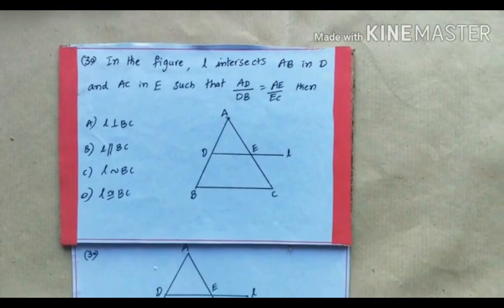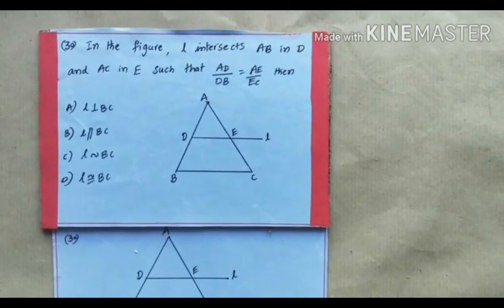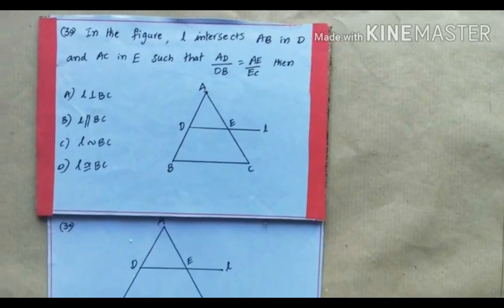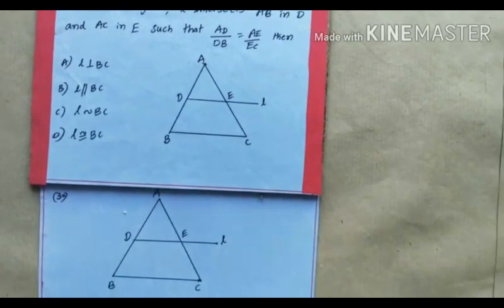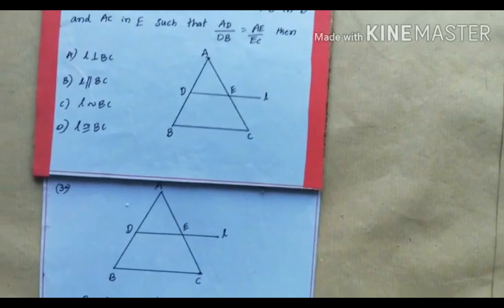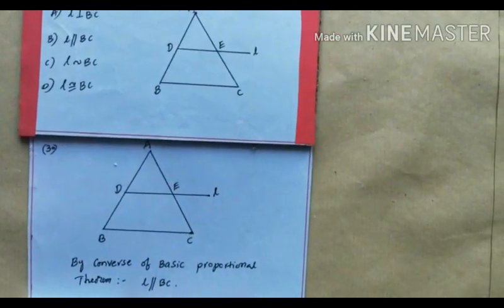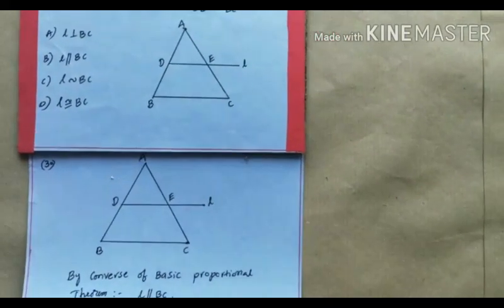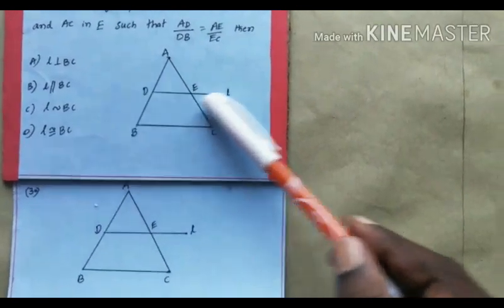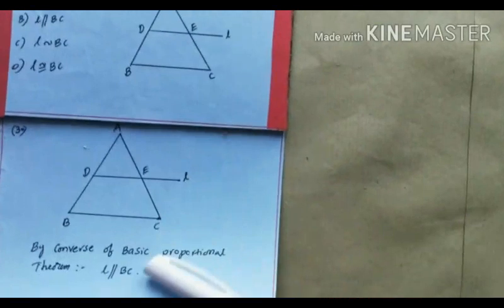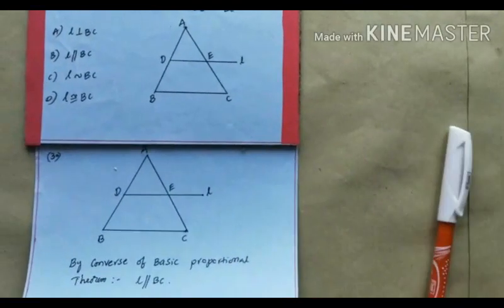30th question. In the figure, L intersects AB in D and AC in E such that AD by DB equals AE by EC. Then L is perpendicular to BC, L is parallel to BC, L is similar to BC, or L is congruent to BC. Here is the figure. By the converse of the basic proportionality theorem, if a line divides any two sides of a triangle in the same ratio, then the line is parallel to the third side. Therefore, L is parallel to BC. This is the answer.